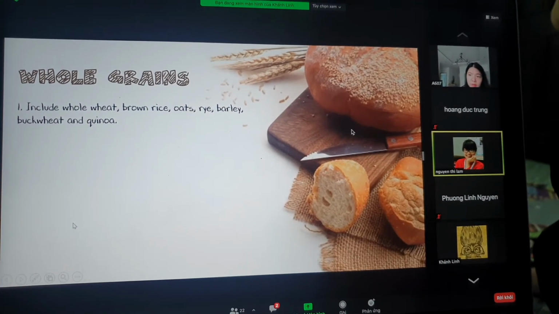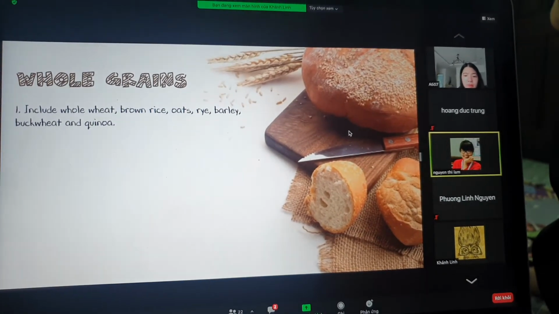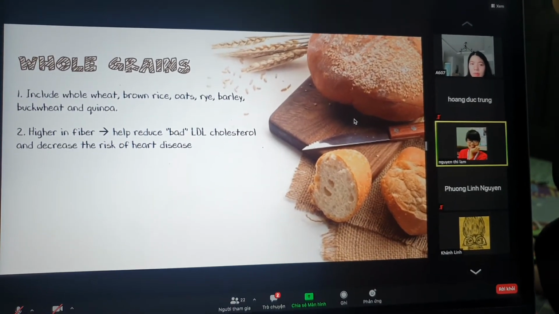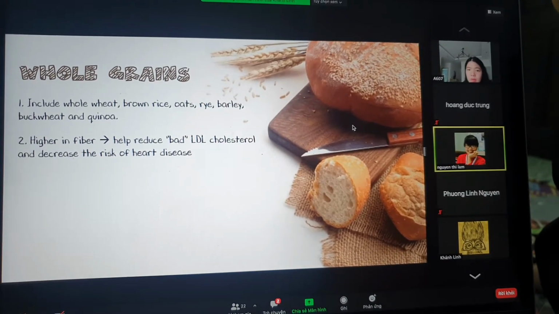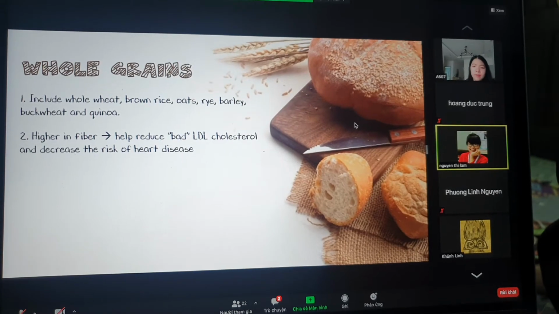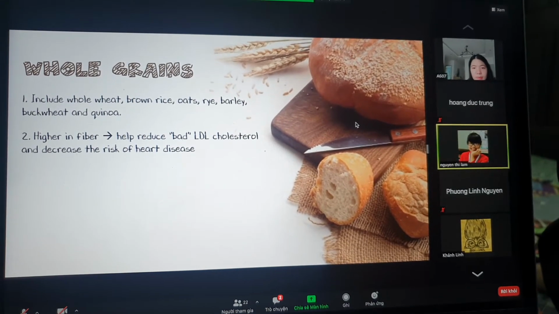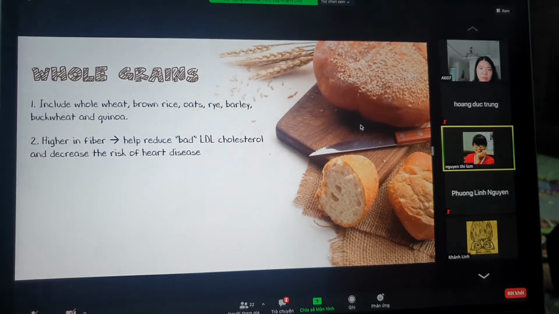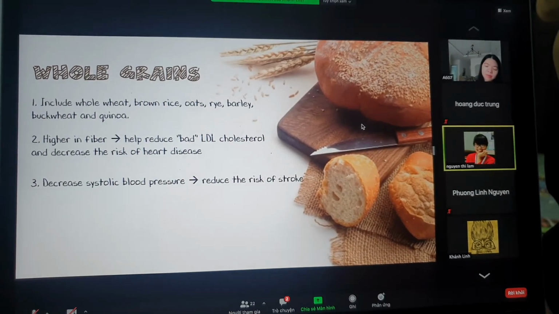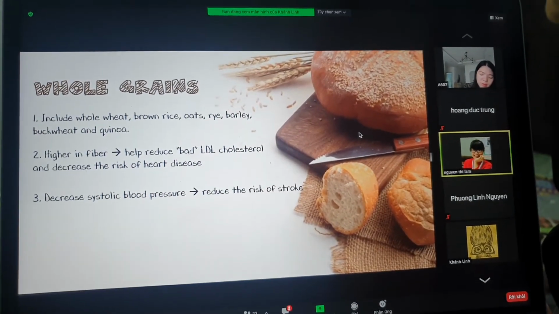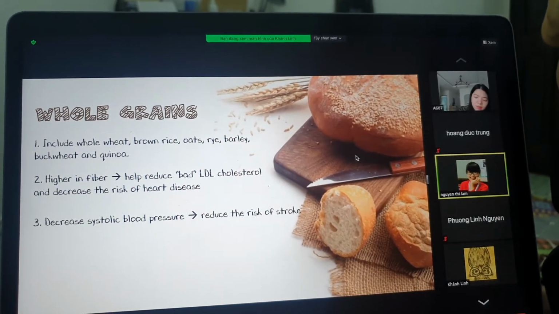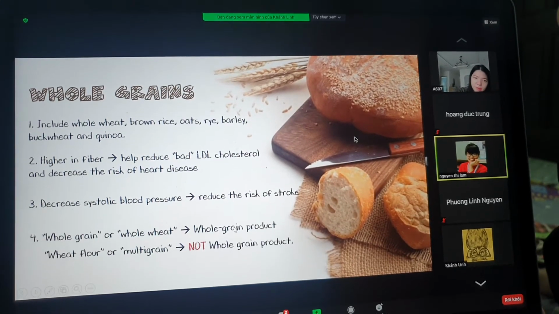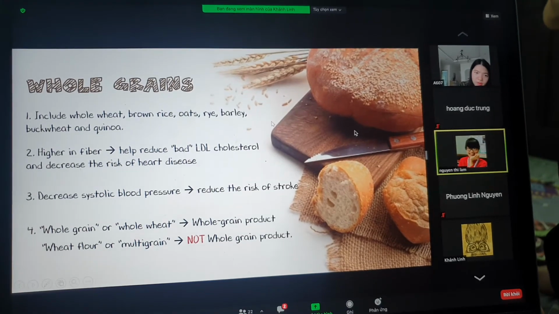Compared to refined grains, whole grains are higher in fiber, which may help reduce bad LDL cholesterol and decrease the risk of heart disease. Numerous studies have found that including more whole grains in your diet can benefit your heart health by significantly decreasing systolic blood pressure to reduce the risk of stroke. When purchasing whole grain, make sure to read the ingredient label carefully.